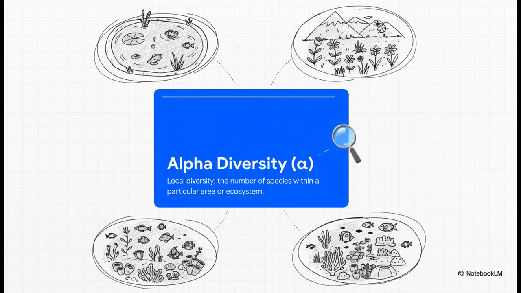So first, we zoom all the way in for a close-up shot. This is alpha diversity. It's just the diversity you find within one single defined habitat. So the number of species in this particular pond, or that specific meadow, or one patch of coral reef. It's our local, boots-on-the-ground measurement.